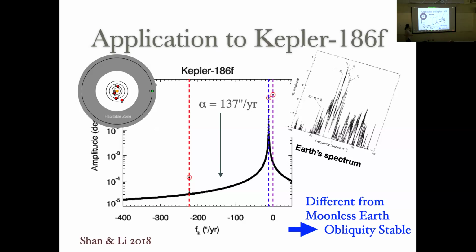However, 186f is really aloof. It's quite alone, separated from its companions. So the other planets act as a whole and give one dominant mode to this planet f. That's why the spectrum, the Fourier transform, looks very different from the solar system Earth case. So the overall orbital spacing of this planetary system tells us a lot about the spin variations of planetary systems.